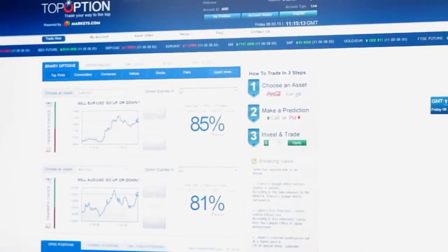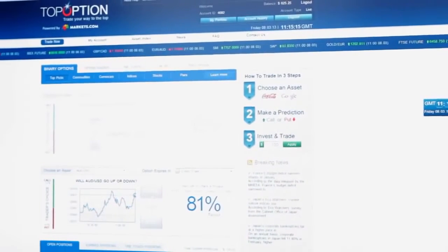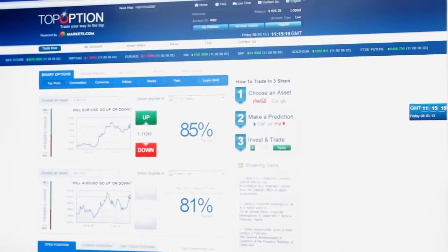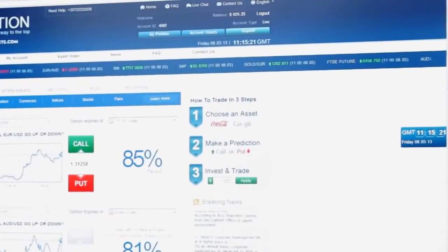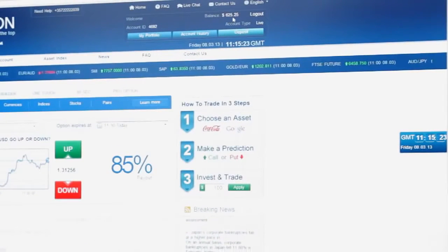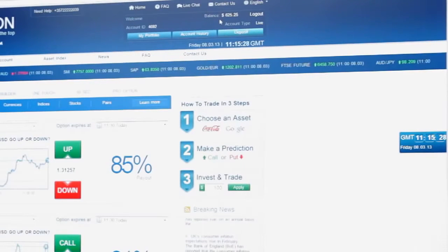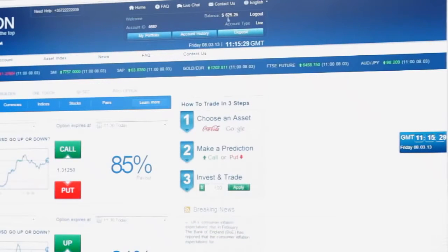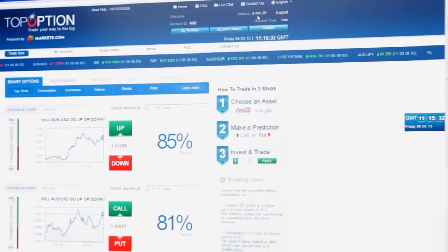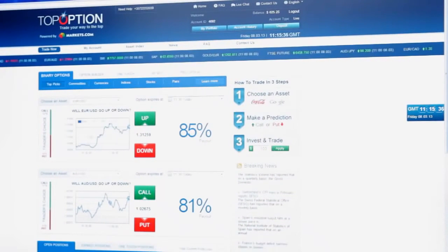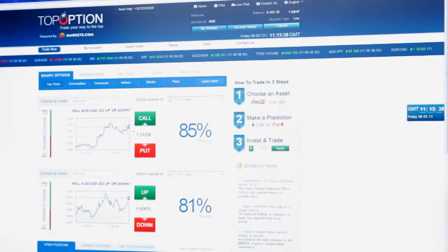So the position is expiring right now, and we are in the money. We're in the money 120, and as you can see, the balance up here is 625.25. And our original balance was 600, then we were down to 570, and now we're back up to 625.25. So let's look at another trade, and I still think the euro dollar is going to climb.